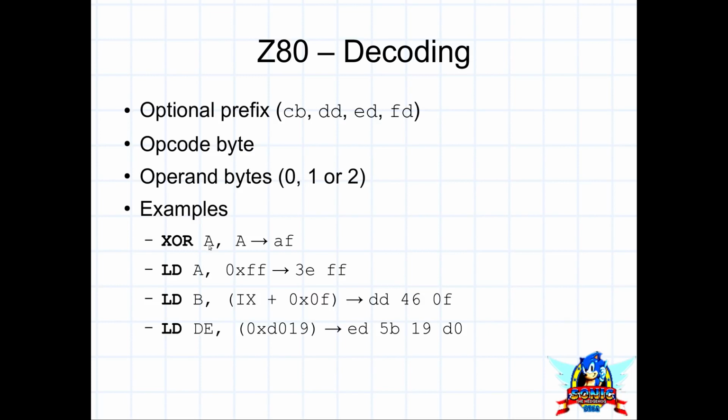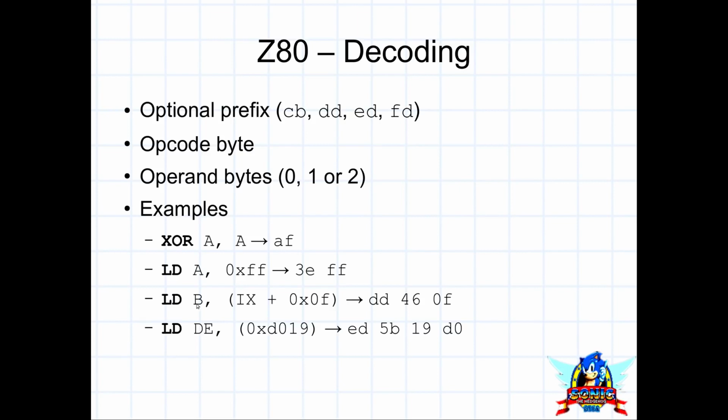So here are some examples. The exclusive ORing A with A, which is a very common way of setting A to 0, is a single byte instruction of AF. That is, of course, fewer bytes than the equivalent of loading A with 0, and we can see what that would look like by looking at the next line. So this is loading A with the immediate value FF, 255. This would be 3EFF. So if we wanted to load A with 0 using load A, it would be 3E00, and it would take 2 bytes to encode that instruction. Instead, we can exclusive OR it with itself, and it only takes 1 byte, AF.